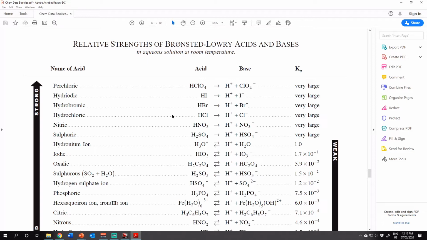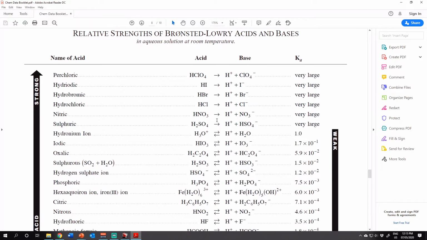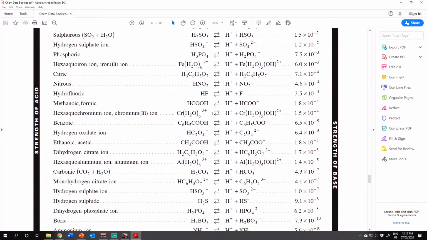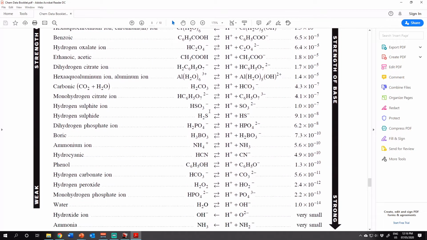Alright, so here we go. So here's our relative strengths of Bronsted-Lowry acids and bases. So we're going to look for NH4 plus. We're going to find NH4 plus. NH4 plus is actually pretty far down on the list. There it is. There's NH4 plus.